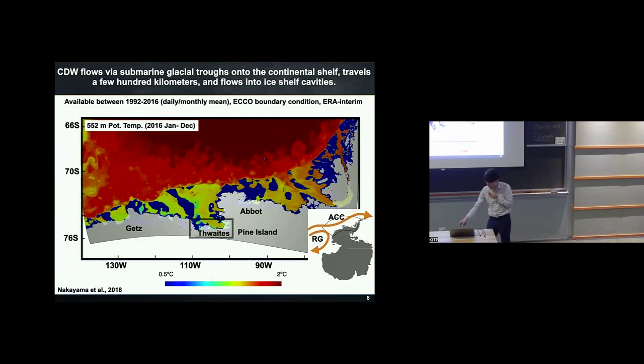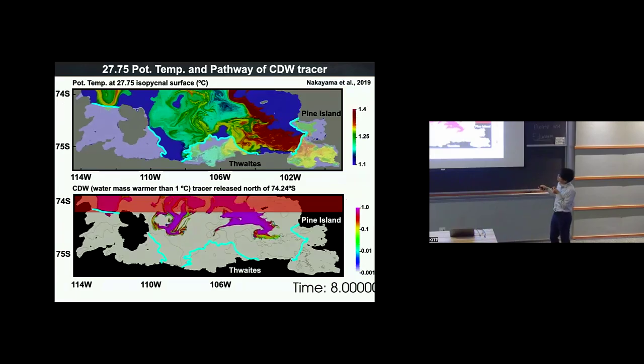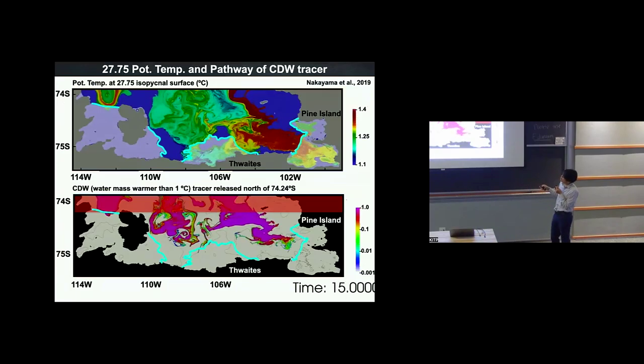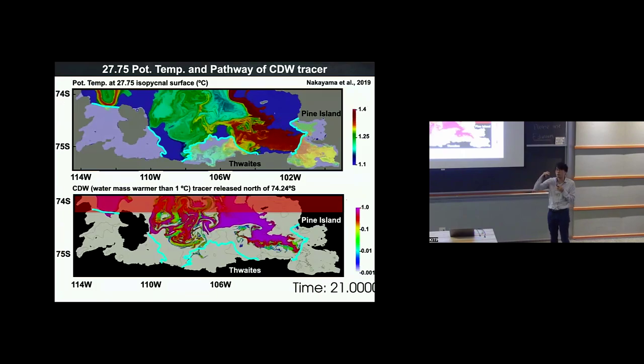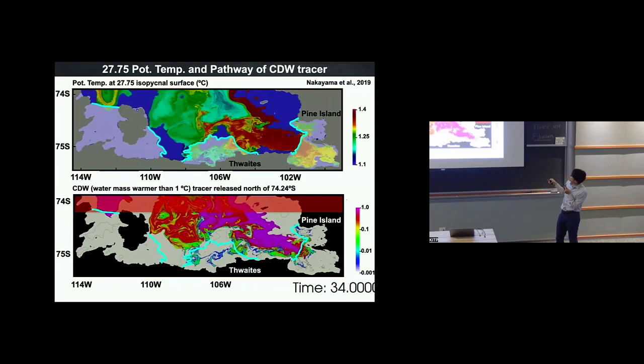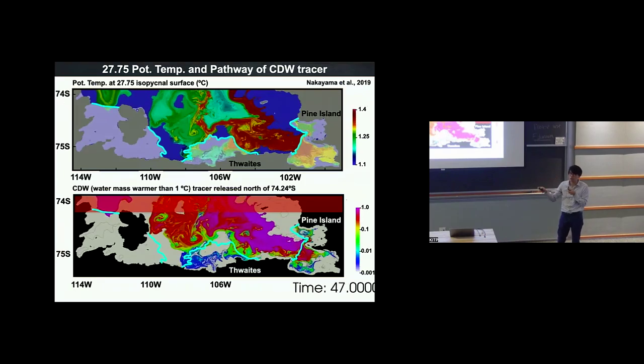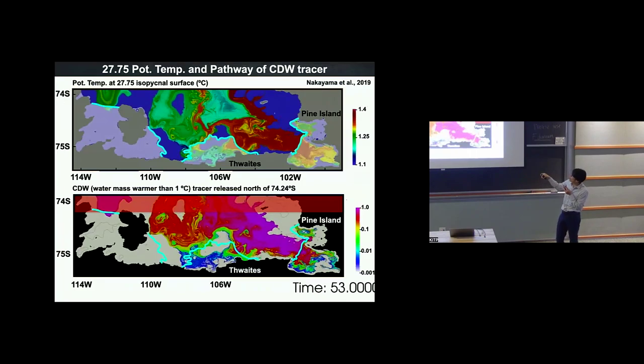Okay. If you zoom in to this location, we can look at this like something like this. Here we are looking, again, this is very close to 500 meters. We are now looking at the density level, 27.75, nearly at 500 meters. We are looking at temperature between 1.1 to 1.4. So we are actually seeing a tiny little range in temperature, but we are seeing cores of warm water hugging the coast, flowing towards the ice shelf cavities.